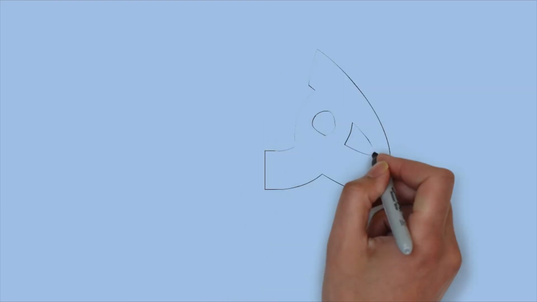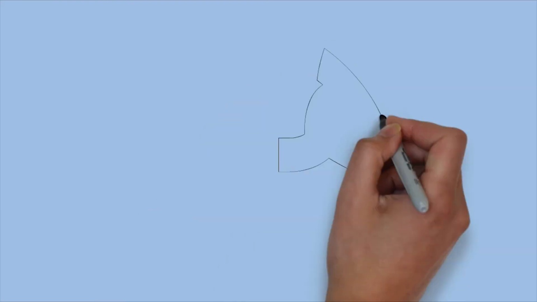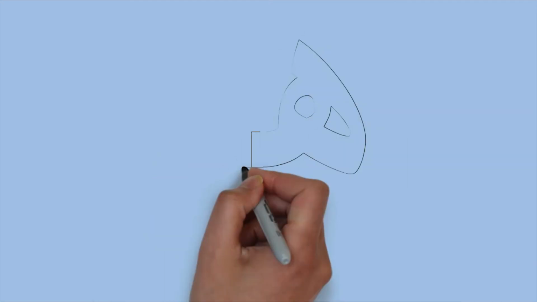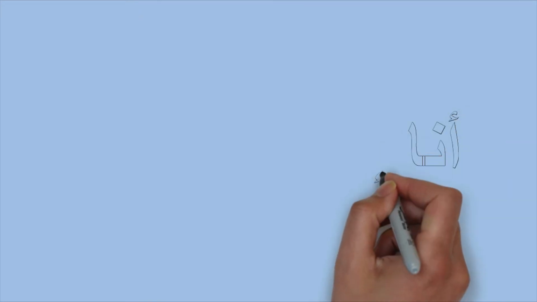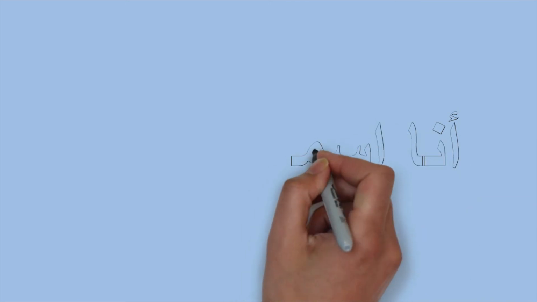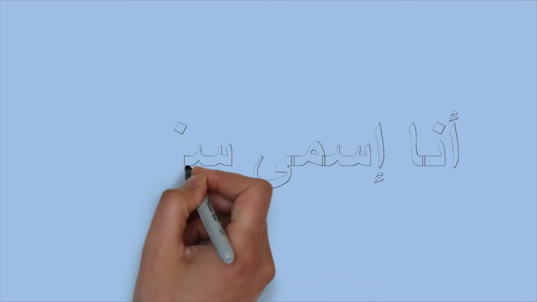Okay? So let's move to the last section, which is absent pronouns. He is هو. She is هي. They is هم.